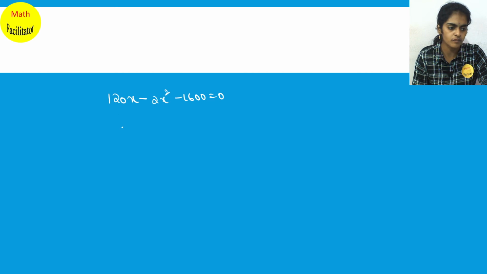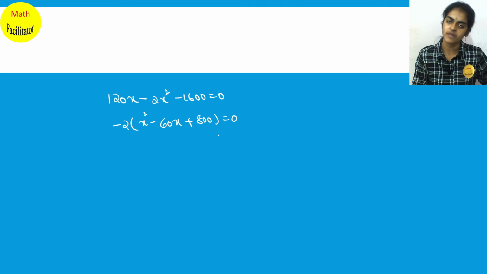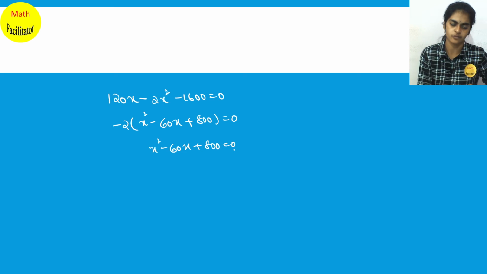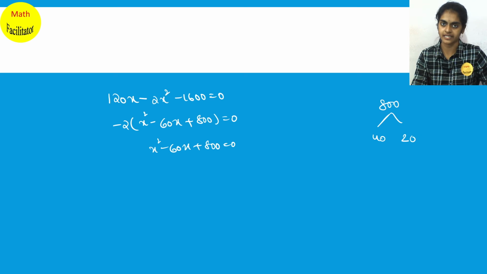Now let us take minus 2 common. So you will have x square minus 60x plus 800 equal to 0. So sending minus 2, transposing it to the other side, you will have x square minus 60x plus 800 equal to 0. Now you need to find the factors of 800. So 800, I can simply write it as 4 2s are 8 and 40 into 20. Okay, 40 into 20 is 800. And I want minus 60, so I'll take minus 40 minus 20, so I'll get minus 60.